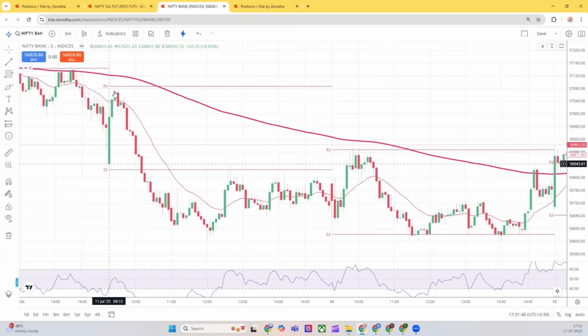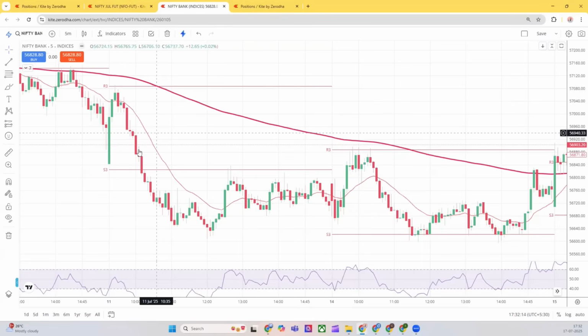Anywhere, the range is S3 to R3, R3, then S3, and then broken on the downside. First time it gave the support, second time it broke. Once this support is broken, what will happen? Once it comes to that level, it will act as a resistance. Once a support is broken and it comes again to that area, it will act as a resistance. So here it has given a rejection, here it's giving a rejection.